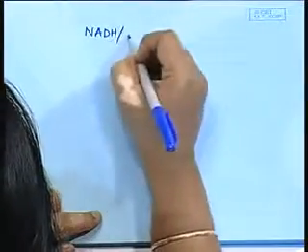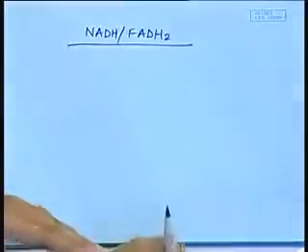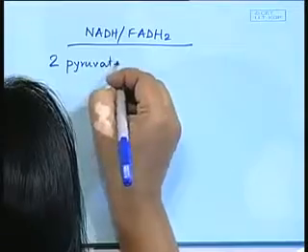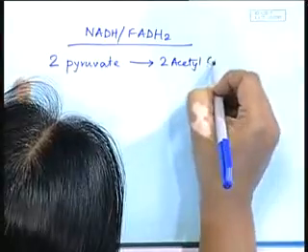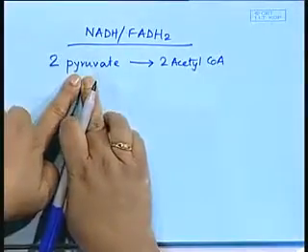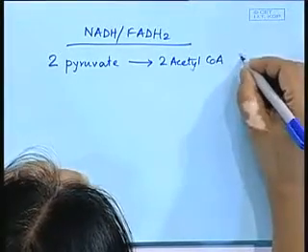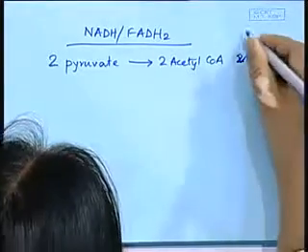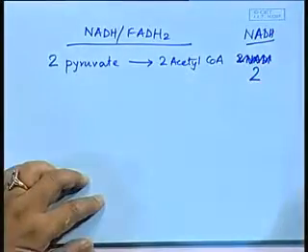So NADH and FADH2. Before we enter the Krebs cycle, we have the 2 pyruvate going to 2 acetyl CoA, because remember 2 pyruvate comes from the glucose. So how many NADH does that mean? 2 NADH. Let's write NADH here, because all are NADH except one. So we have 2, right?